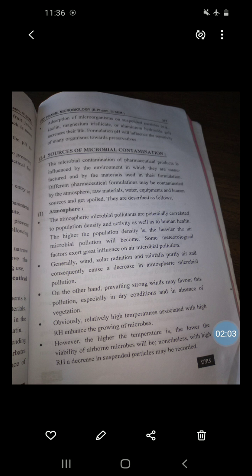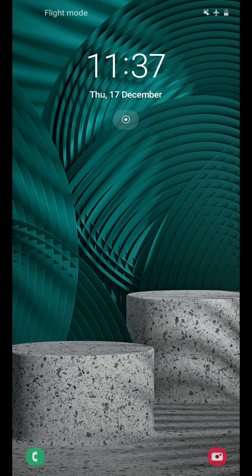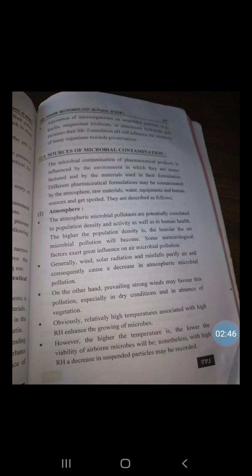Some meteorological factors exert great influence on air microbial pollution. Generally, the wind, solar radiation, and rainfall purify air, and consequently cause a decrease in atmospheric microbial pollution. Prevailing strong wind may favor this pollution, especially in dry condition and in absence of vegetation. Obviously, relatively high temperatures associated with high relative humidity enhance the growing of microbes. However, the higher the temperature is, the lower the viability of airborne microbes will be. With higher relative humidity, a decrease in suspended particles may be recorded.